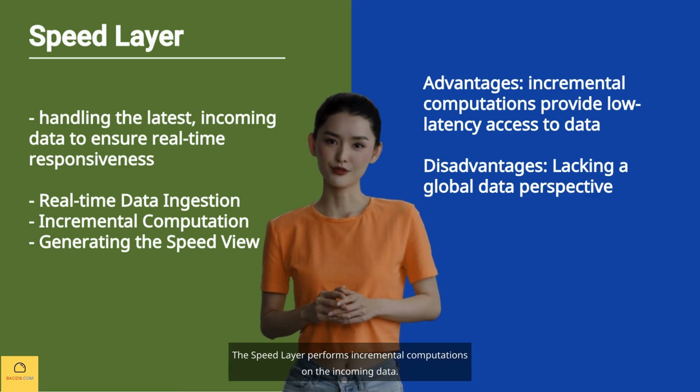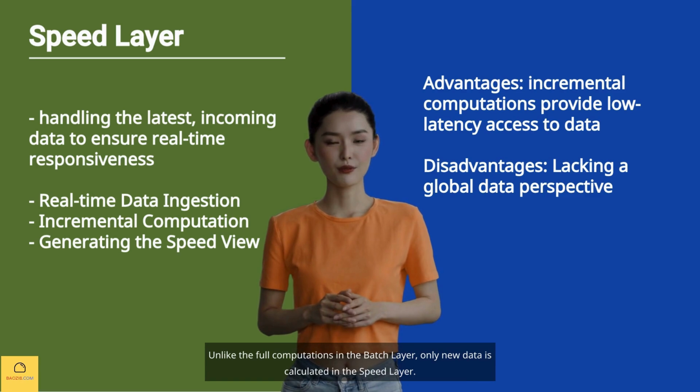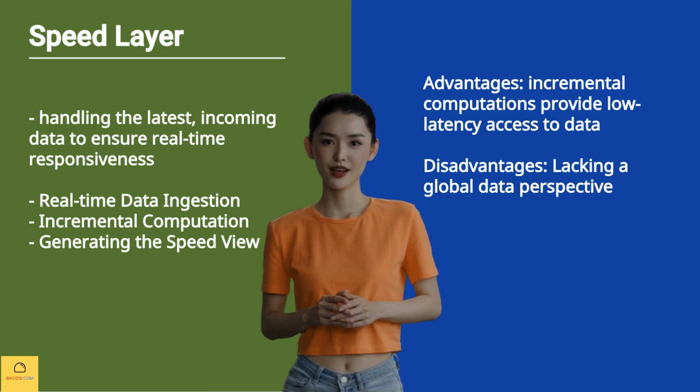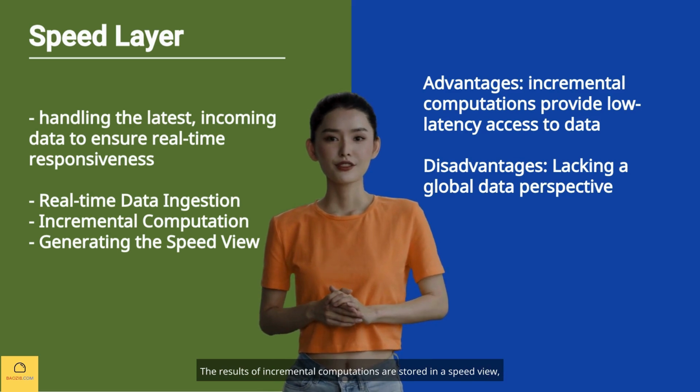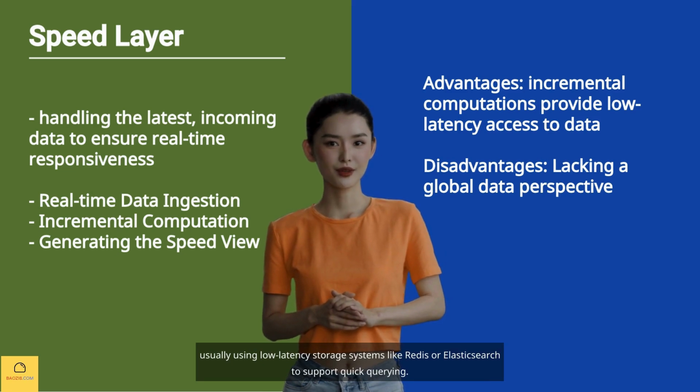Incremental computation. The speed layer performs incremental computations on the incoming data. Unlike the full computations in the batch layer, only new data is calculated in the speed layer, generating the speed view. The results of incremental computations are stored in a speed view, usually using low-latency storage systems like Redis or Elasticsearch to support quick querying.